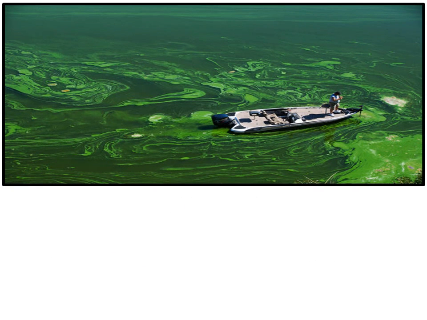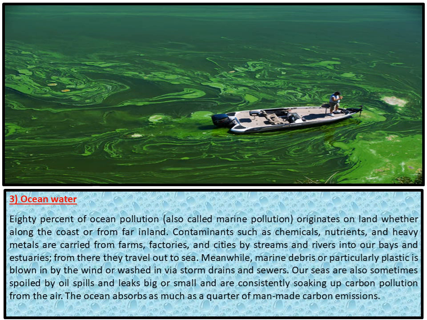This is the ocean water pollution picture. Now, ocean water pollution. 80% of ocean pollution, also called marine pollution, originates on land, whether along the coast or from far inland. Contaminants such as chemicals, nutrients, and heavy metals are carried from farms, factories, and cities by streams and rivers into our bayous and estuaries. From there, they travel out to sea.